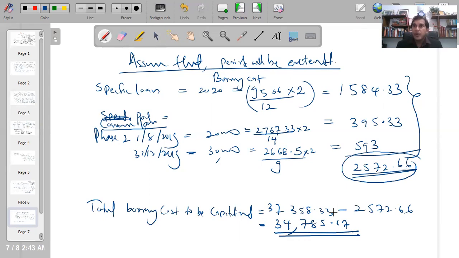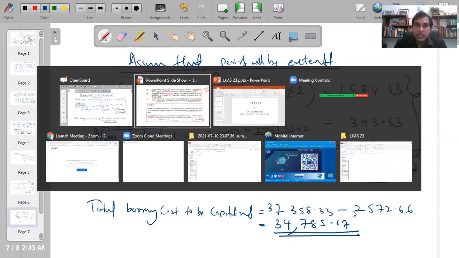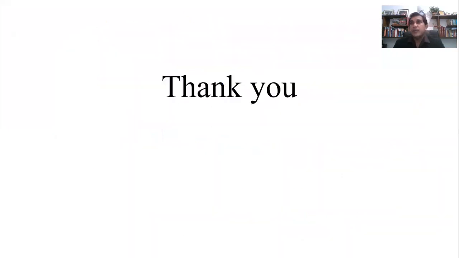Okay. So I hope you understood this calculation and the application of the borrowing cost standard. I hope you enjoyed the session, and that you understood how to apply the borrowing cost standard to real world examples. With that, I'm going to conclude this particular paper discussion.